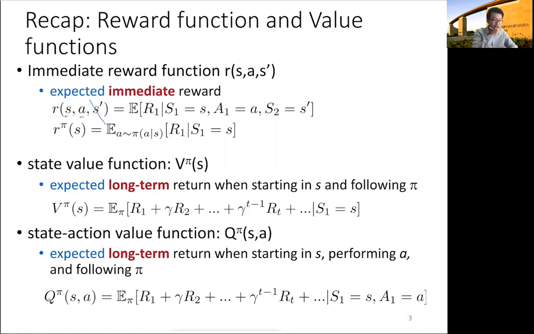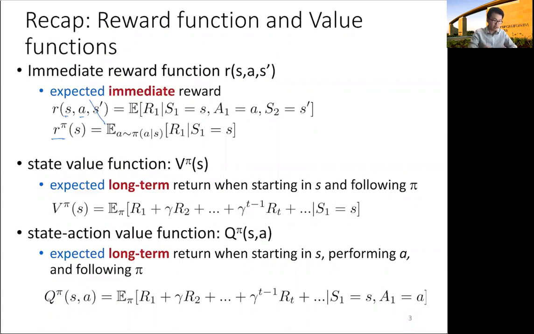On the other hand, if you want to also get rid of this variable a, then you have to consider the expected reward of a particular policy pi. In which case we add the superscript pi to this r function, and this gives us r^pi at state s, defined with this conditional expectation. So in general, when we have this pi on the superscript, it denotes that the function depends on the particular choice of the policy that you play.